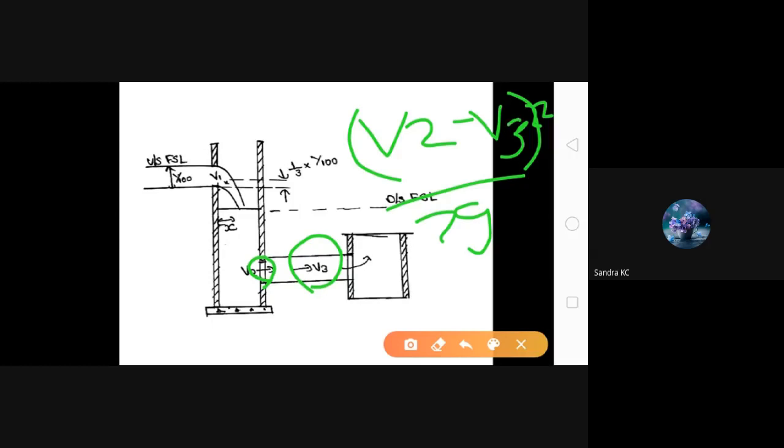V2 minus V3 all square divided by 2G. What's the value? Okay, 0.748 meter. Okay, did you get this?